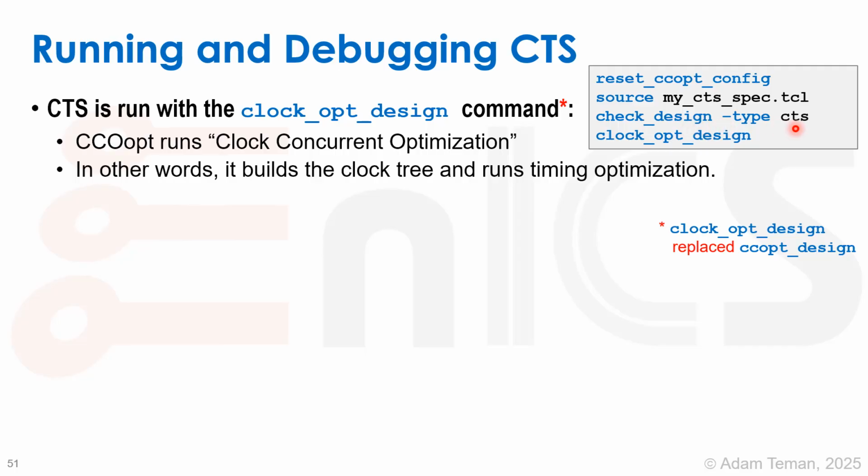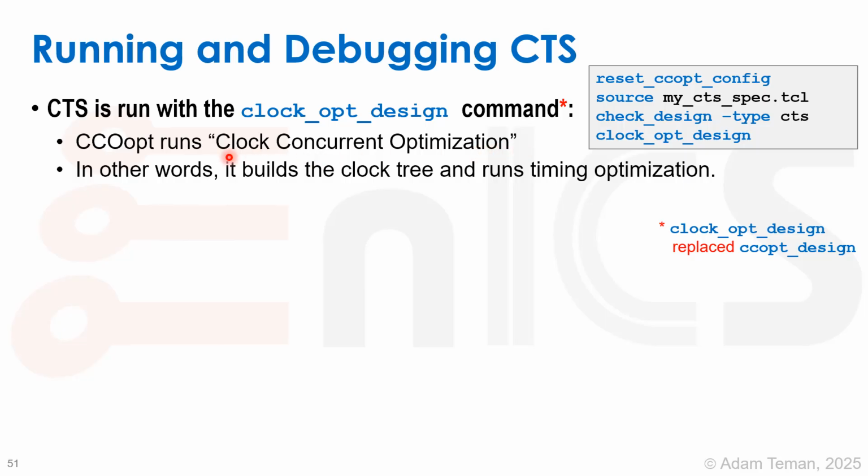We then do check design minus type CTS. That's going to do a pre-CTS check design. And then we're going to run our clock opt design command. Now, clock opt design runs the CC opt tool, which runs clock concurrent optimization. That means it's going to build the clock tree, and at the same time, it's going to run timing optimization.